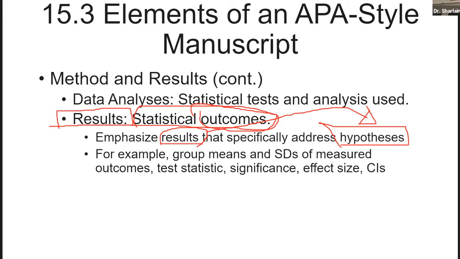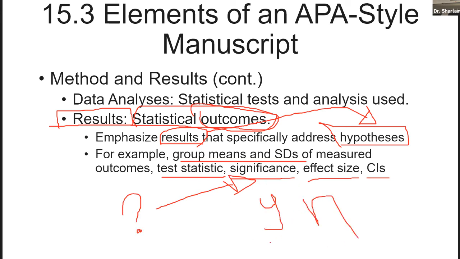Notice that some good examples of things you can present during your results could be, for example, the mean, standard deviation, test statistic, the significance, effect size, confidence intervals. Notice that it's not going to tell me why it was significant. It's simply telling me, was it significant or not? That's the only thing you are presenting. You're not telling me exactly why these things occur. You're simply showing them as they are.